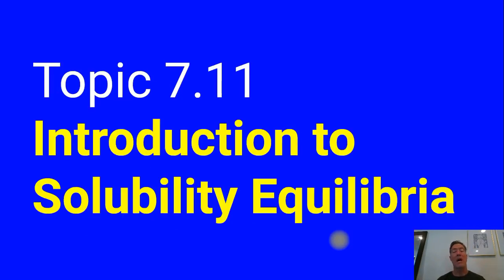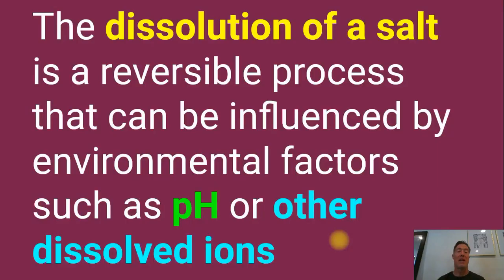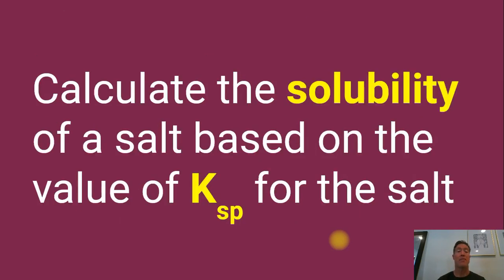All right, the final couple of topics are solubility and common ions. And we can talk about salt dissolving, and that's another reversible process. And that can be influenced by environmental factors such as pH or the presence of other dissolved ions, known as common ions. So let's look at how to calculate the solubility of a salt based on the value of what's known as Ksp, the solubility product constant.